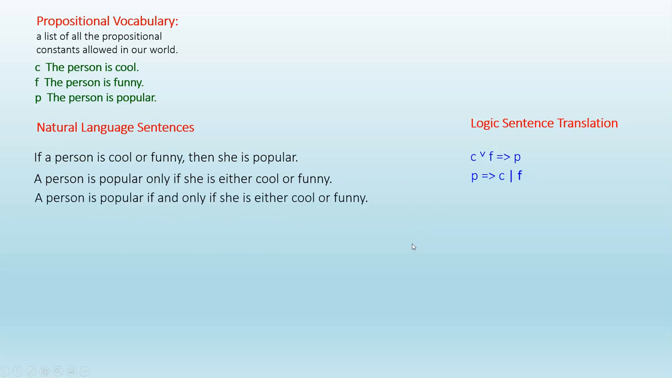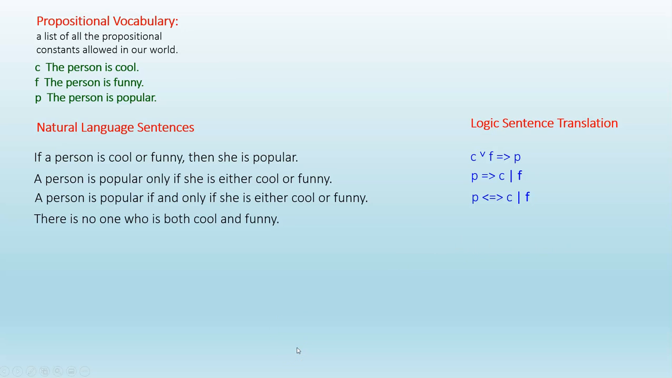A person is popular if and only if she is either cool or funny. Okay, the if and only if is the giveaway. And you could write it either way, by the way, frontwards or backwards, because they're the same. So this is how you would say a person is popular if and only if she is cool or funny. That's the same as saying a person is cool or funny if and only if she is popular.